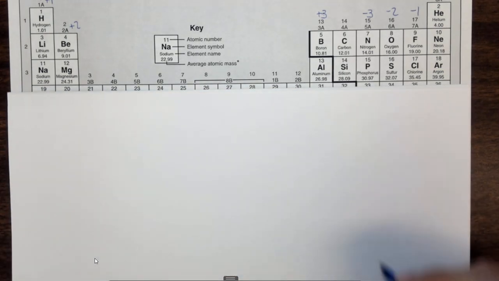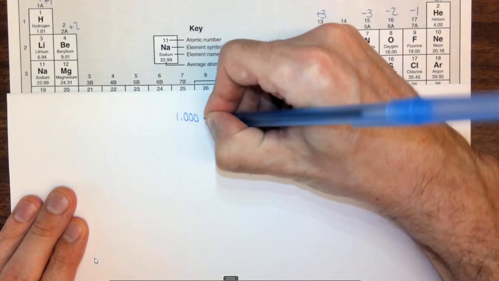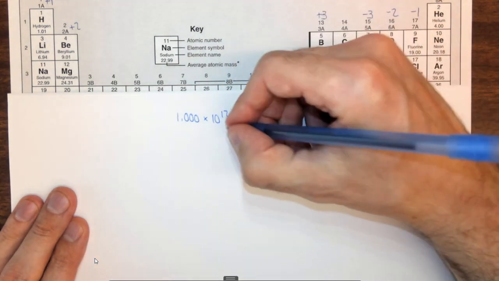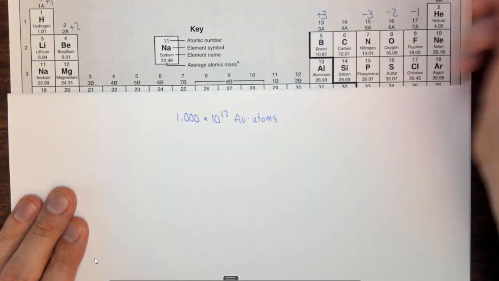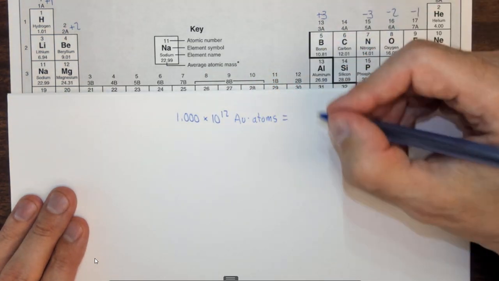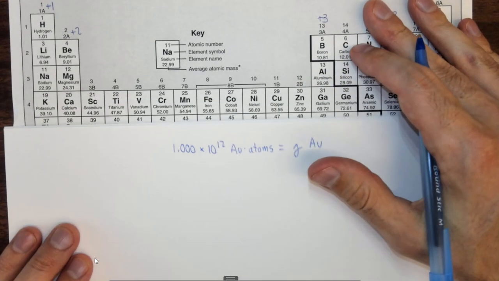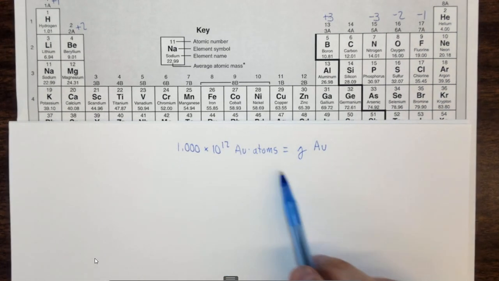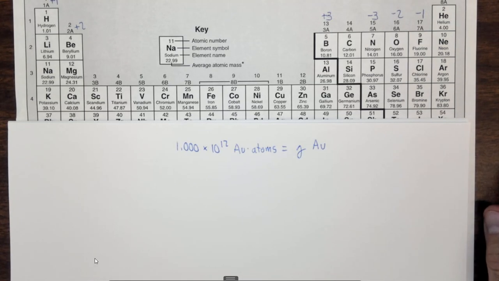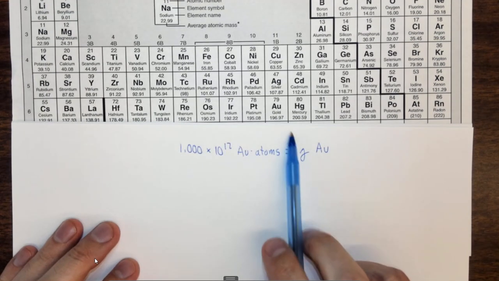Let's say you have 1 times 10 to the 12 gold, Au, atoms. And you want to know how many grams of gold that is. So let's say somebody says, I'll give you 1 times 10 to the 12, that's a trillion. A trillion gold atoms. You'll say, well, what's the mass of a trillion gold atoms? Is that a lot of gold atoms? You're going to find out it's not very much gold atoms, but we're going to take a look at it anyway. To do this, we need to find gold on the periodic table.